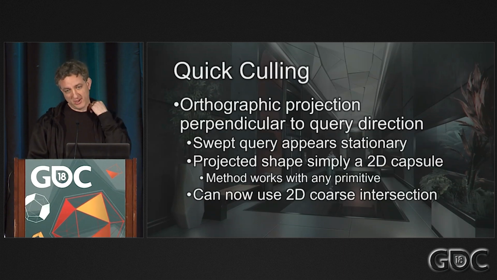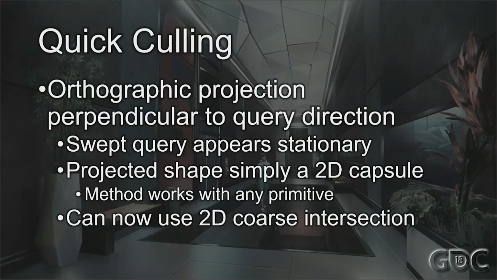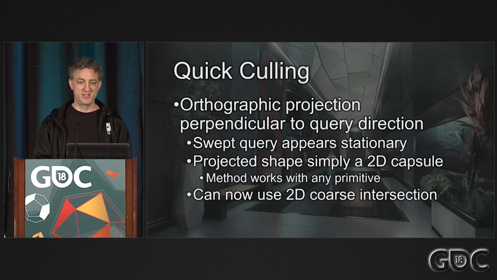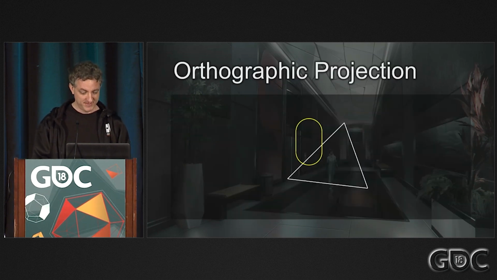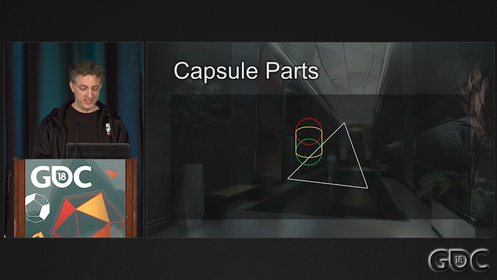So how do we do the quick culling? We'll do an orthographic projection in the direction that the ray is moving. So you're looking along the ray direction. And so that means the swept capsule, from your perspective, appears perfectly stationary. And so instead of doing a 3D swept test, you can do a 2D intersection test. So here's a picture. That's a capsule. That's a triangle. Here's the capsule broken into parts.